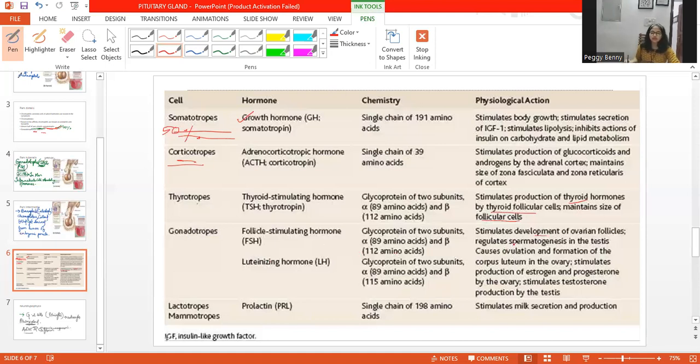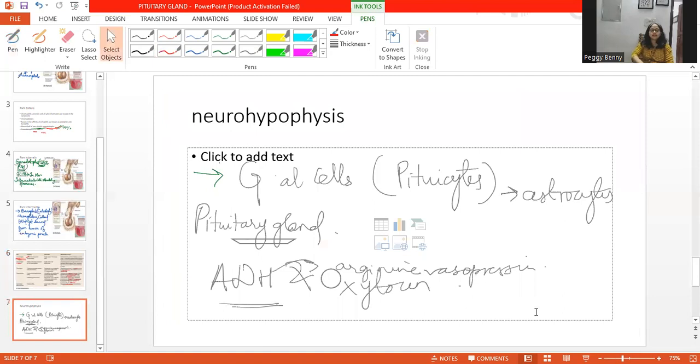Follicle stimulating hormone and luteinizing hormone are secreted by gonadotropes. They stimulate development of the testes, cause ovulation and formation of the corpus luteum in the ovary, progesterone production by the ovaries, and stimulate testosterone. Lactotropes also secrete a particular hormone, prolactin, which helps in milk secretion and production. So these are the different kinds of cells and their functions present in the anterior pituitary.